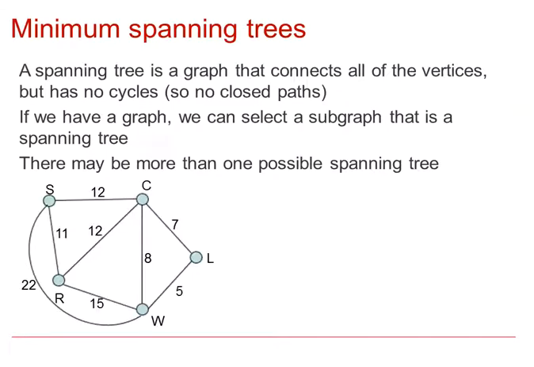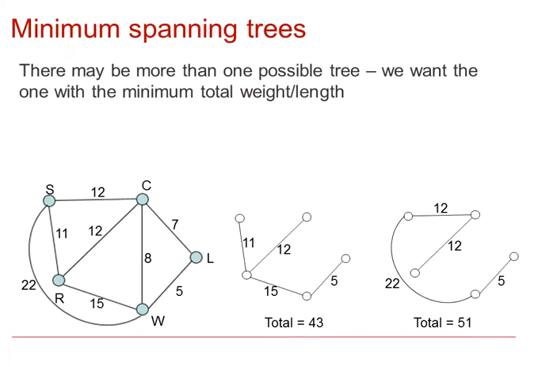Let's look as an example at this network here. There may be more than one possible tree. We want the one with the minimum total weight or length. As you can see in this example here, we have connected R to S and R to C and then R to W and W to L. We have a total length or weight of 43.